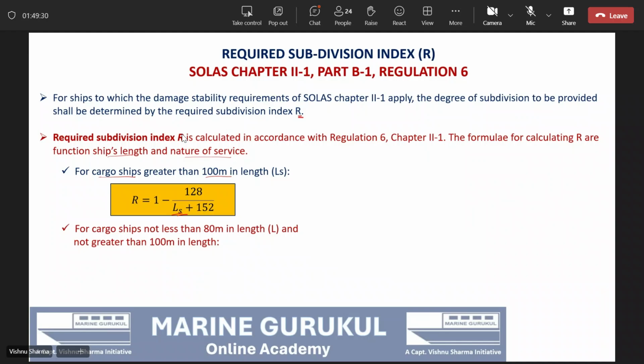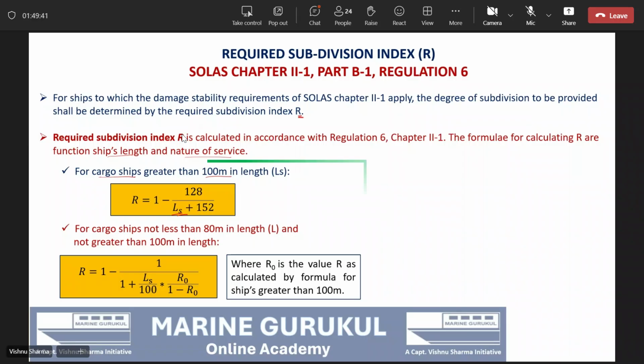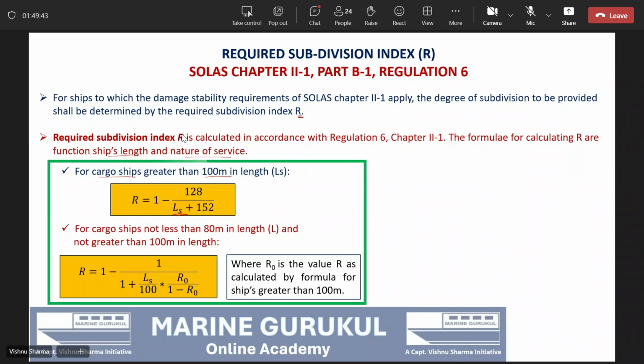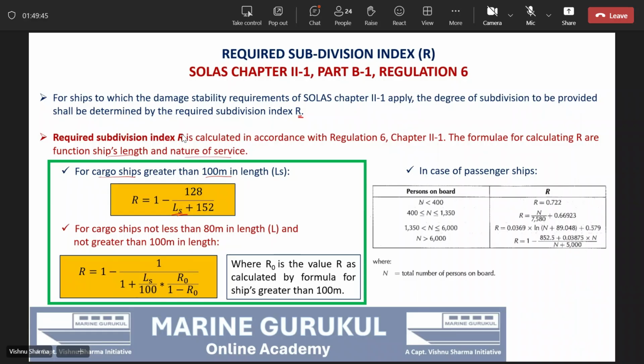If the ship is between 100 and 80 meters, then the formula changes. You don't have to remember all the formulae. For passenger ships, there is altogether a different concept. For passenger ships, it will depend on number of people on board, and you will have different formulae depending on number of people on board to calculate R.